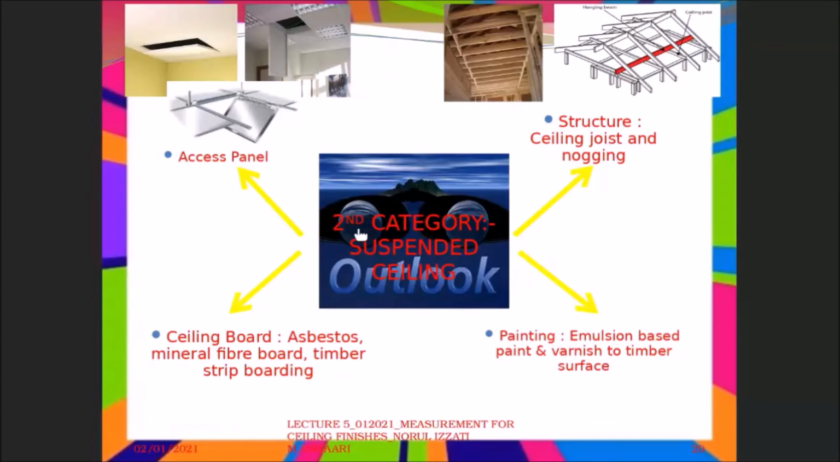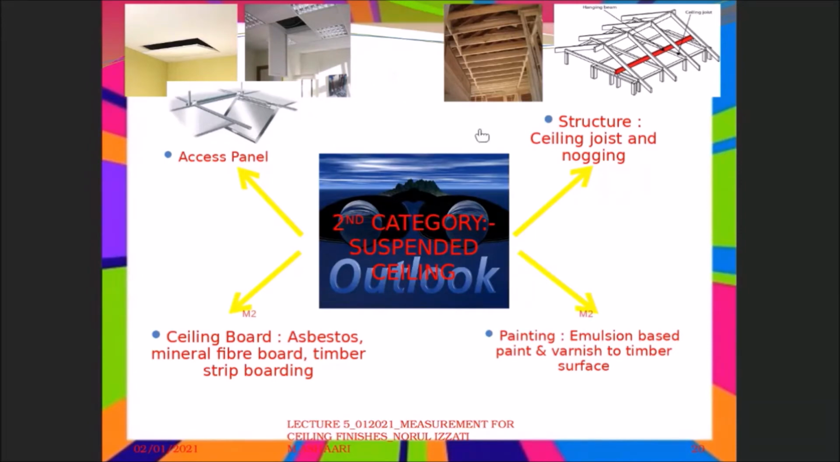Now we go to the second category. The second category of the ceiling has the structure, the ceiling joist and the noggin. For the second one you have to carry out painting, and of course this is the suspended ceiling itself, access panel. So in general, this is the first item: ceiling board is measured in meter square. After you measure the ceiling board, you have to measure painting also in meter square.